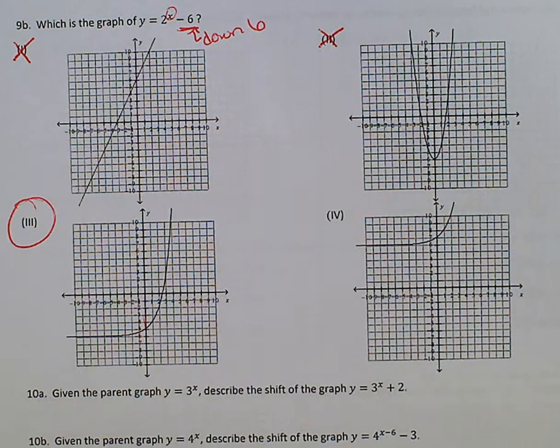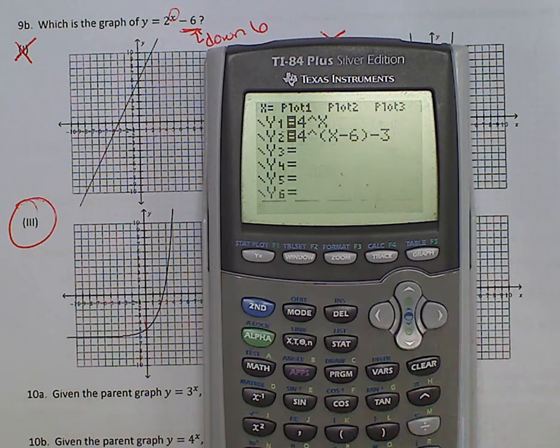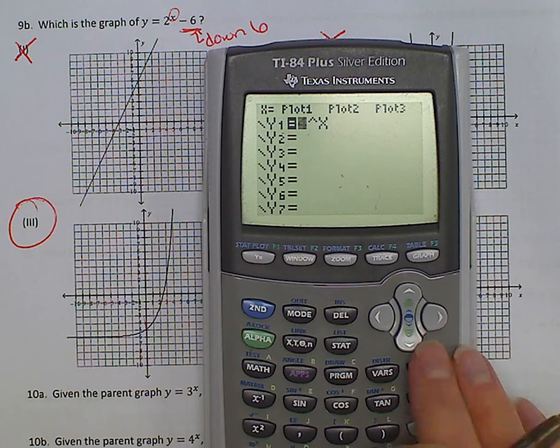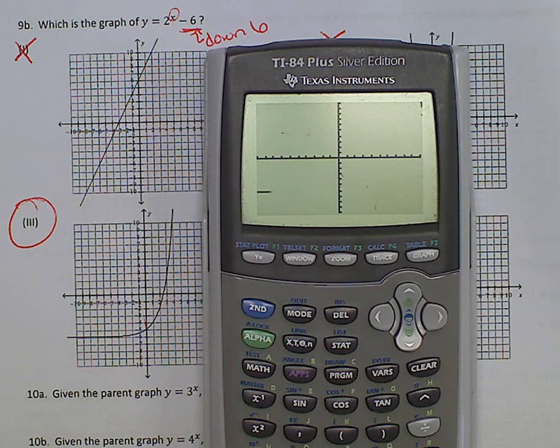You could also double check in your calculator. So I could go into my y equals, and I can type in 2 to the power of x minus 6, go to my graph, and take a look, and it looks like we have a match.